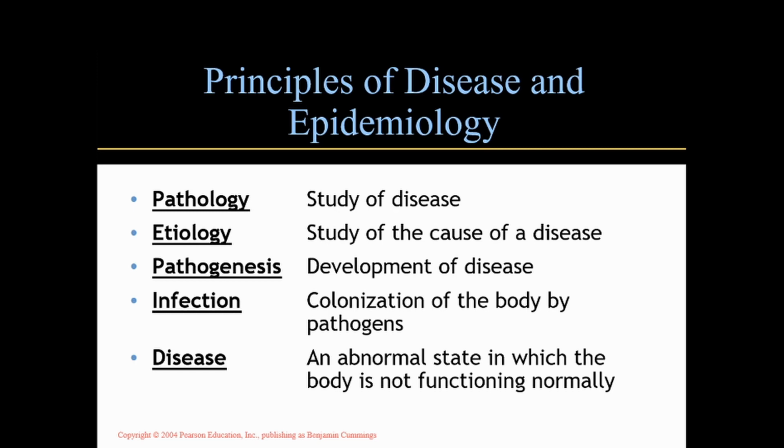Pathogenesis means development of a disease, and if you split that word into two parts, genesis meaning the beginning of, and the prefix pathos comes from disease or something bad that happens to the body. So pathogenesis, the beginning of a disease. Infection would be colonization by pathogens. And disease, a very general term for this, an abnormal state in which the body is not functioning normally.